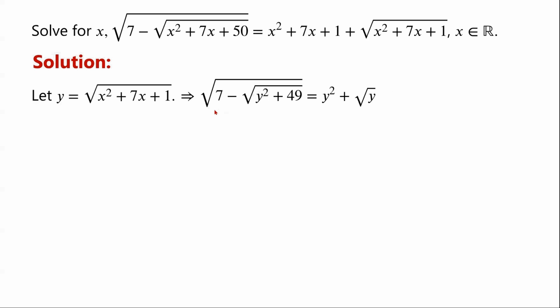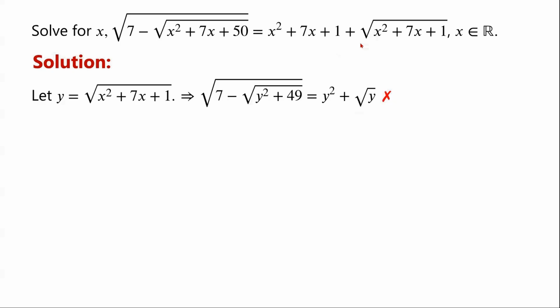Usually, we might try removing the radicals by squaring both sides. However, in this case, even after squaring, radicals would remain on both sides of the equation. Therefore, this approach is not viable in this case. Now, let's examine the given equation again.